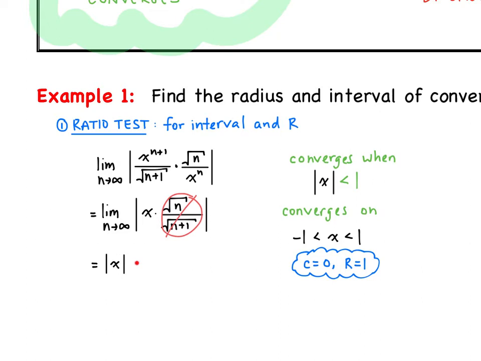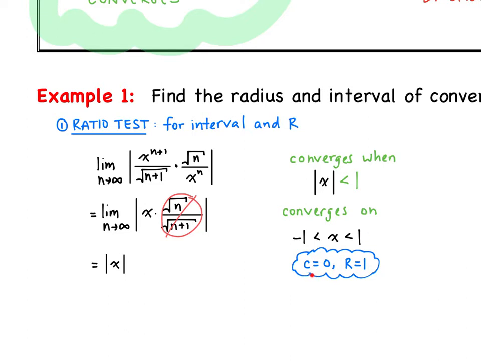So based on the ratio test, we know that this converges when the absolute value of x, that limit, is less than 1, right? Because the limit as n went to infinity was the absolute value of x. So now we're just solving this inequality. We can drop the absolute values, and we bring -1 over to the other side. So -1 is less than x, which is less than 1. So this is our interval, okay?